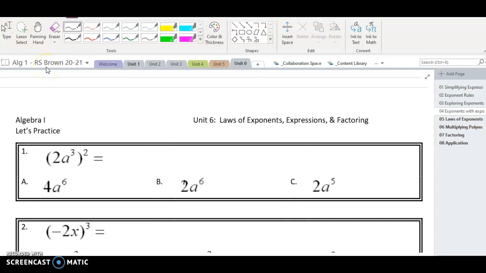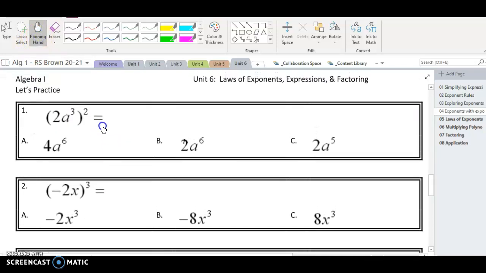I want to do some practice problems with you on exponents with exponents, or exponents raised to another exponent. Okay, so let's practice. So we have, remember, that means that it is a group of expressions. So we have 2a to the third raised to the second power. What that means is I have two groups of 2a to the third, so that's 2a to the third times 2a to the third.